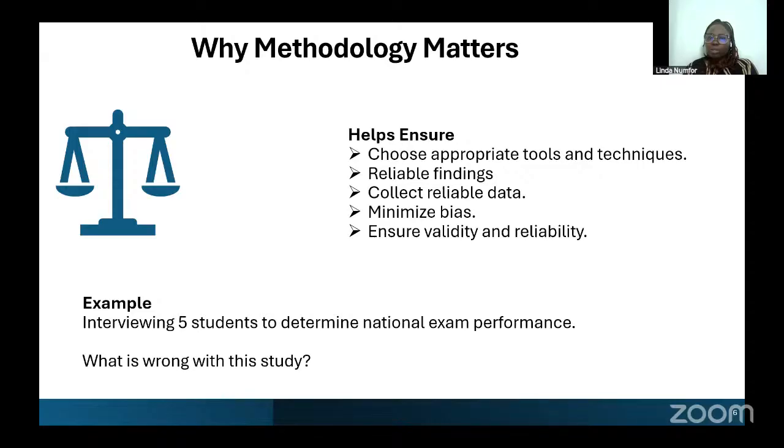So it helps you to know what to use, how to use it, and then it's going to make you get reliable findings. If you don't have a good methodology, you're not going to get reliable findings. Then you also collect reliable data.